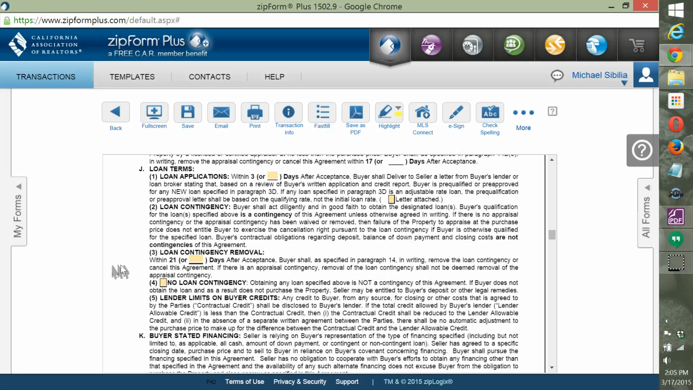By the way, that doesn't necessarily mean they couldn't get out of the deal. It just means they can't get out of the deal based on the appraisal, depending on other contingencies that might be in it. Loan applications, you should be checking the box that says letter attached.